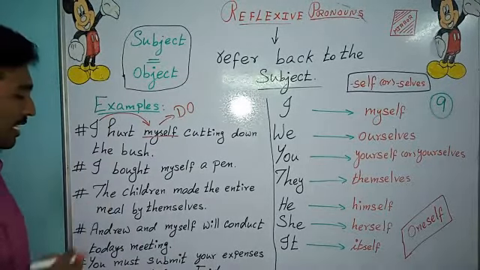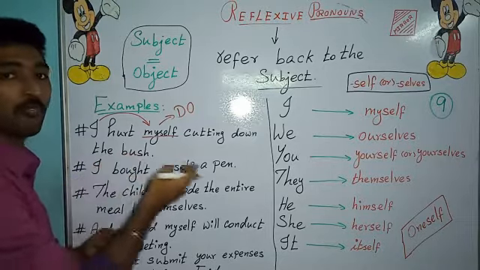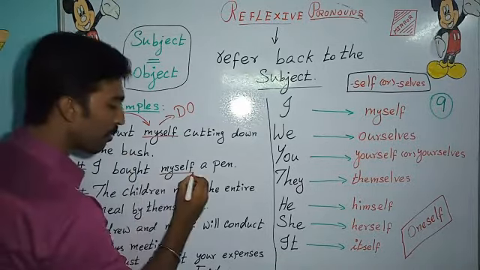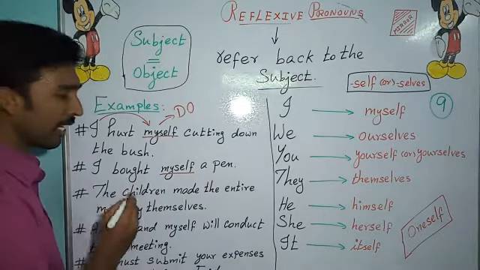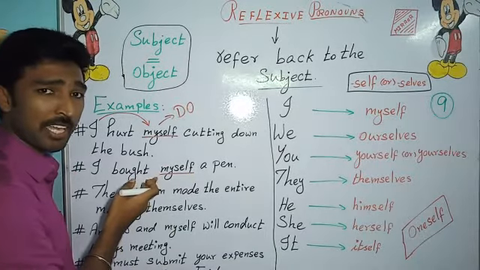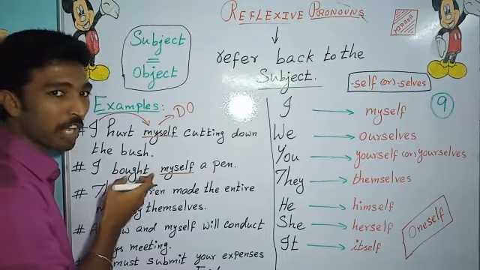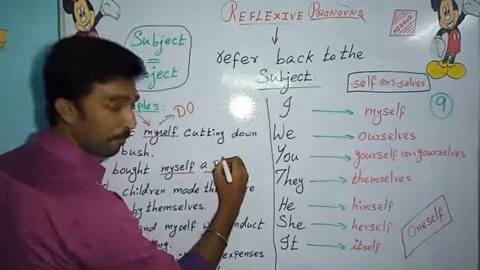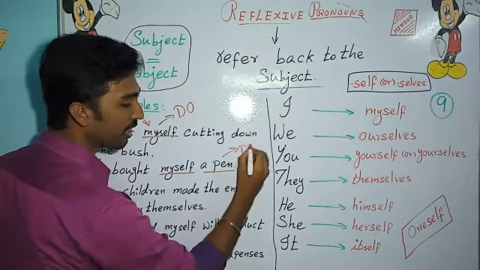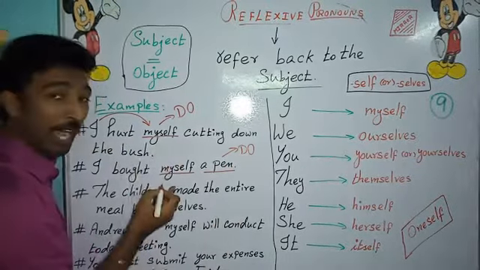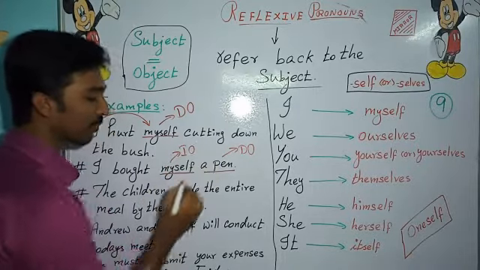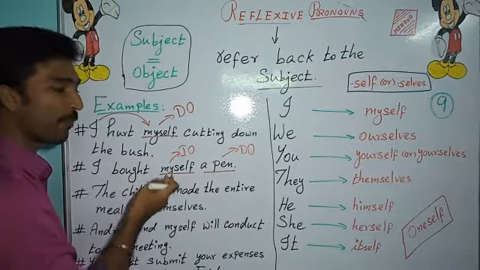And in the second sentence, I bought myself a pen. The reflexive pronoun here is myself. Is this the direct object in the sentence? No. The direct object of this sentence is a pen. And here myself acts as the indirect object. I bought myself a pen.